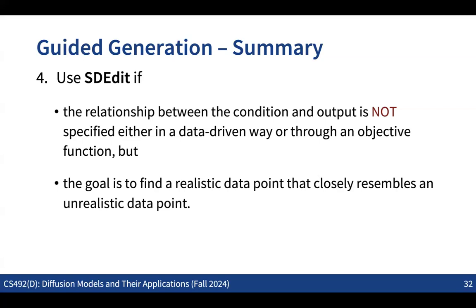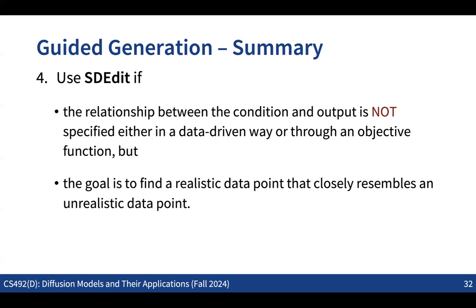The only thing we know is that the condition still has the same modality as the output, but the condition may be a slightly less realistic data point. And from that less realistic data point, we are finding the closest realistic data point. So it's more about a projection to a realistic data point. So those are the four cases that we discussed. It's kind of conditional generation.